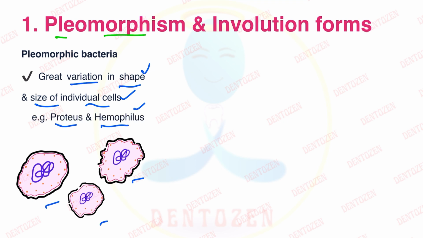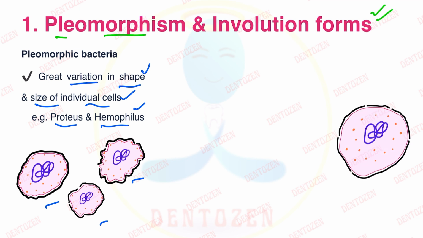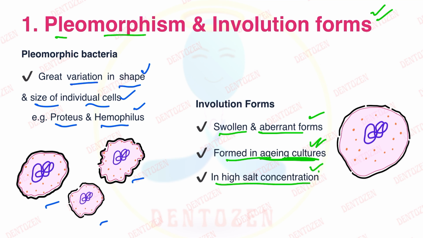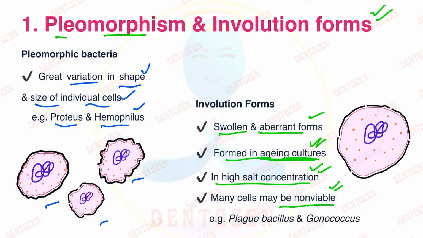Now, what are involution forms? Sometimes a bacterial cell may look like this. What is this? It is a swollen cell. Yes. So involution forms are swollen and aberrant forms of bacterial cells. They are formed in aging cultures, and in high salt concentration. Many of these cells may be non-viable, they are non-living, and examples of bacteria which can form these involution forms are plague bacillus and gonococcus.